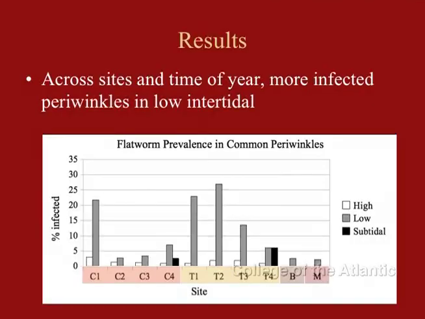What I found was that across sites, there were more infected periwinkles in the low intertidal. When I went back to two of these sites and sampled multiple times across several months, this pattern still was consistent, as you can see from this graph. Here, the percentage of periwinkles that were infected is shown for different tidal heights across locations. The infected periwinkles from the low intertidal are shown in light gray, which you can see is consistently highest. The infected periwinkles from the high intertidal are shown in white, and the two subtidal samples I was able to collect are shown in black.